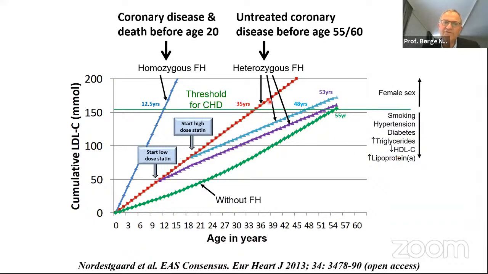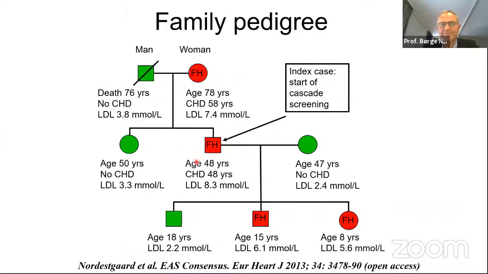But if you're unlucky enough to be heterozygous FH, you reach this target for coronary heart disease already at age 35. And if you're homozygous, already at 12 and a half years. So here, untreated, these will be kids that have coronary heart disease and die before age 50. Untreated heterozygous will have coronary heart disease before age 55 to 60 in men and women. But if you start statin early on, you can actually change this curve. So if you have FH, start statin as early as possible.